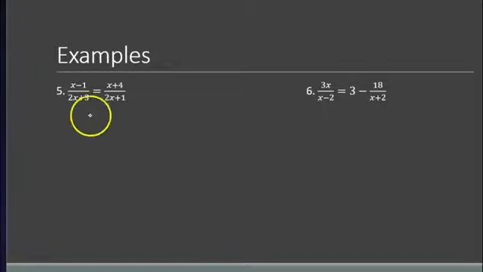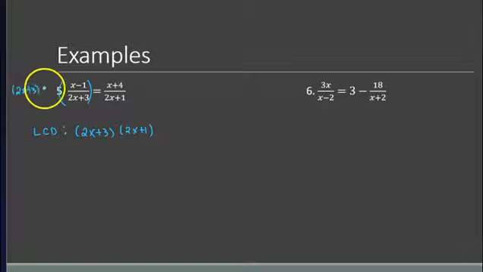Similarly, we're going to multiply by the LCD. How do we get the LCD for the fractions? We look for the unique denominators, so that's 2x plus 3 and 2x plus 1. So we're going to multiply both sides by the LCD.